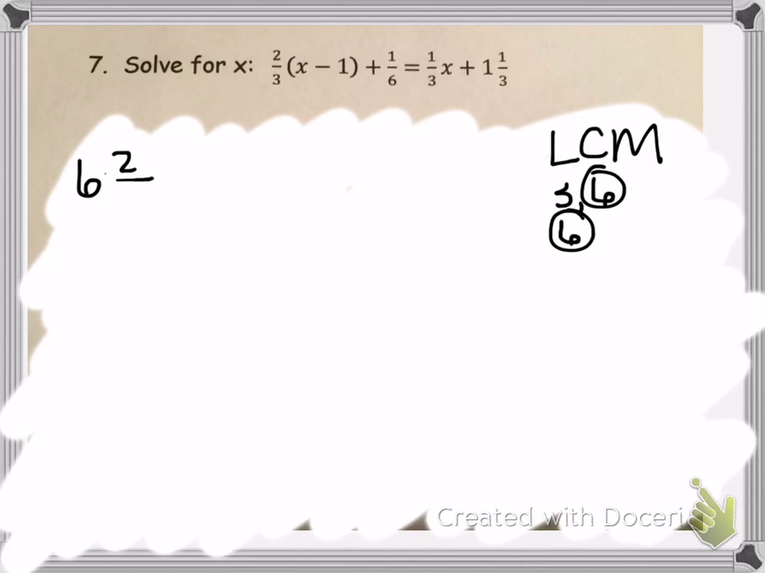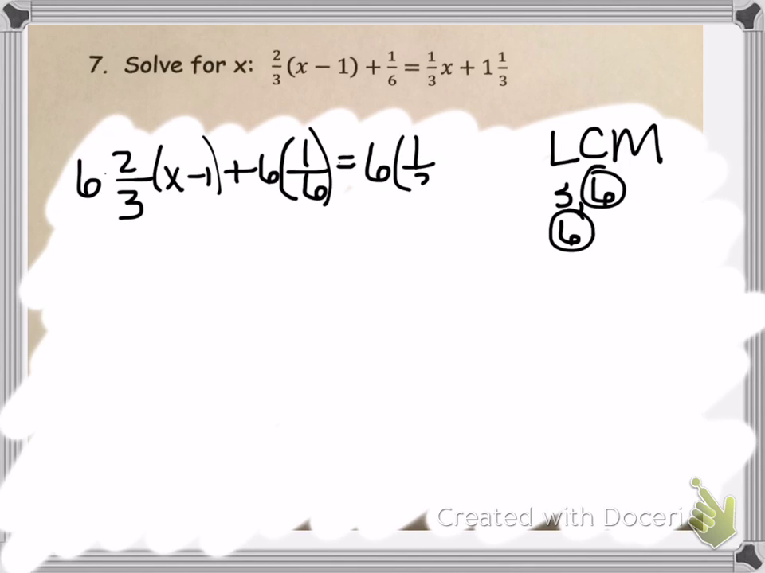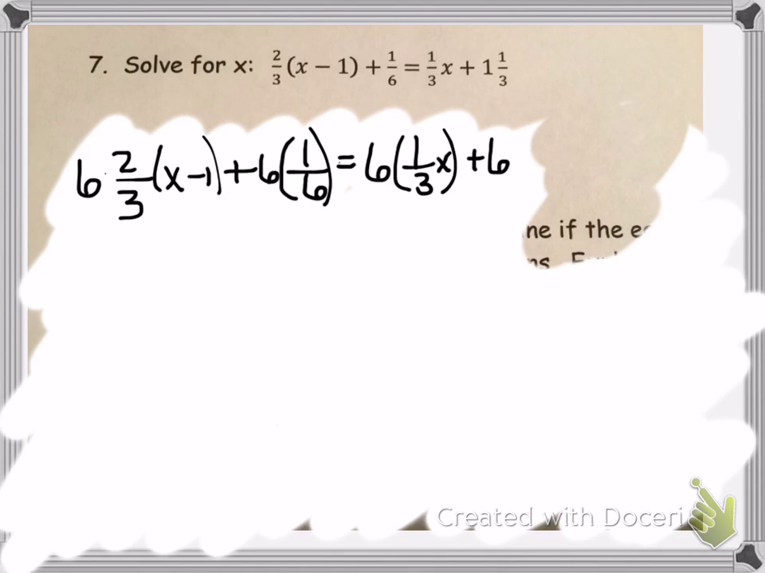So we're going to multiply that 6 times that 2/3. Also, we've got 6 times 1/6. And on the other side, we'll have 6 times 1/3 x, and also 6 times that 1 1/3. But before we cross cancel with that 1 1/3, we're actually going to convert that to an improper fraction. Some of the kids call that the backwards C. We're going to turn that into a 4/3. And now as we go through, everything's just going to cross cancel nice for us.